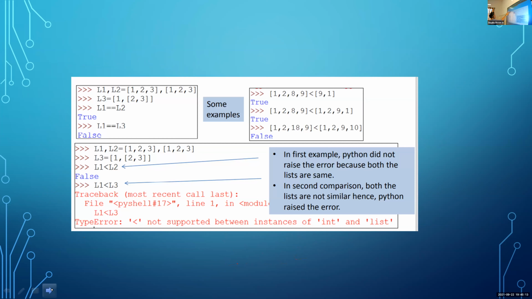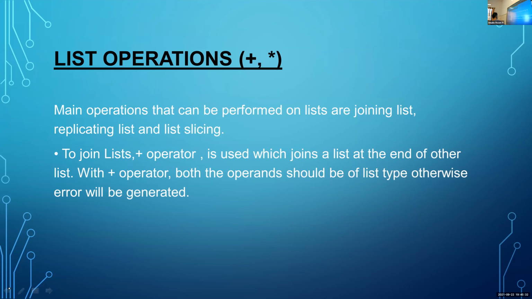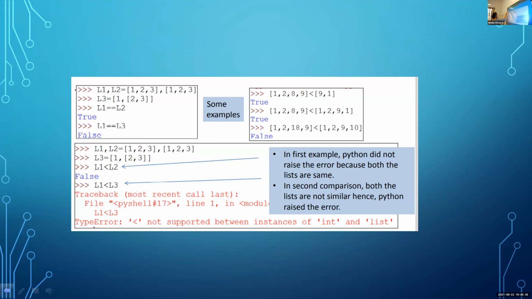So here, write the first one. L1, L2 = [1, 2, 3], [1, 2, 3]. And L3 is equal to, write this one only, okay. L3 = [1, [2, 3]]. That is, 2, 3 within another list. That is the nested list we are using here.